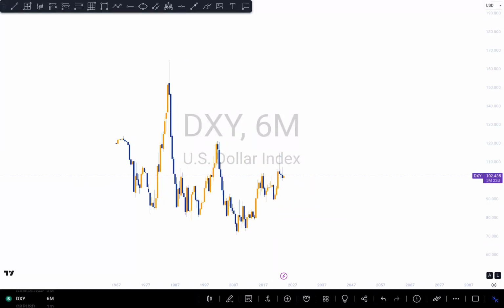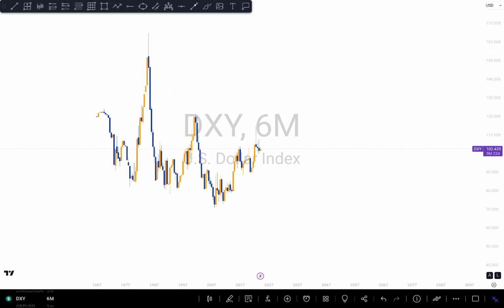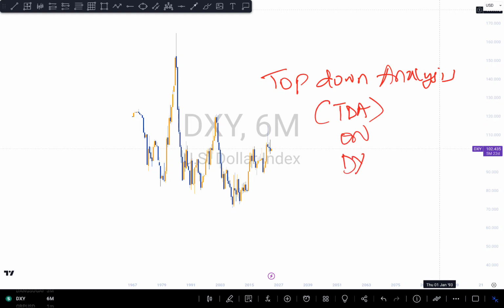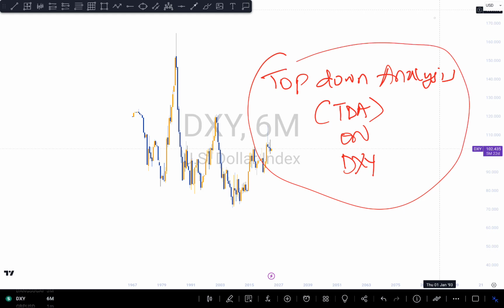Hi guys, so this is my analysis update on DXY. I'll be doing a top down analysis, that's TDA, on DXY. So that's what I'll be doing on DXY.